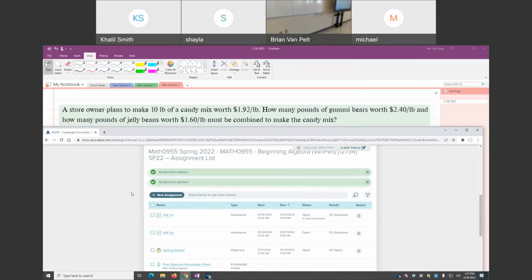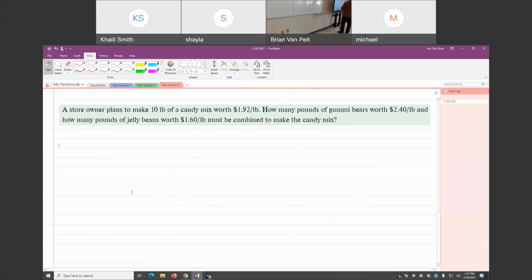What do you got? 4 pounds down there, 6 pounds of jelly beans. Here, it looks like jelly beans are more expensive than gummy bears, I don't think that's really true, but I could be wrong. I honestly don't care. But let's go here and see, it's the same setup as before.